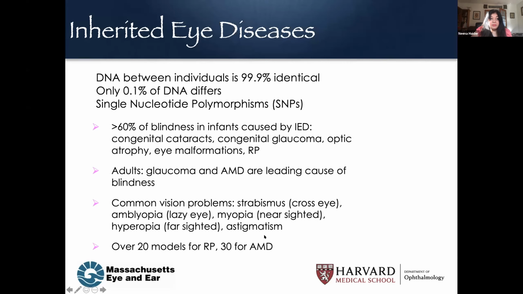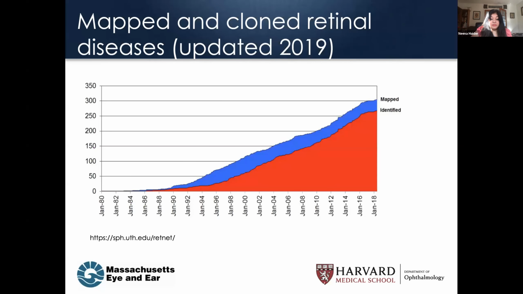Now, when thinking about model systems, there are over 20 different models for RP that have been developed and over 30 different models for AMD, trying to capture the disease phenotype and recapitulate those diseases. This is a graph from RetNet that I like to refer back to and look at periodically. This was updated in 2019.